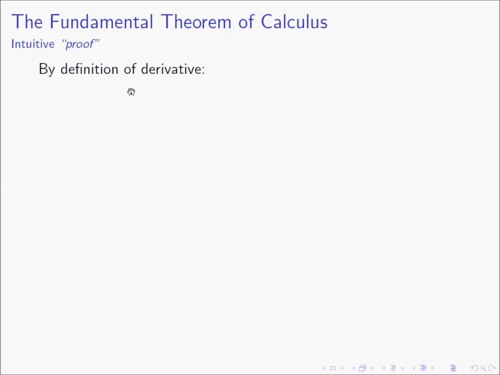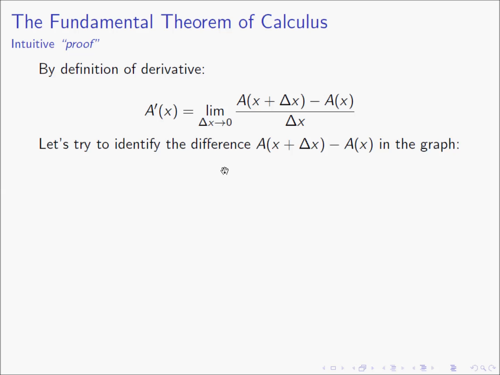We know that by definition the derivative of A at point x equals the limit as delta x approaches 0 of A of x plus delta x minus A of x, over delta x. So let's try to identify this difference that we have in the numerator in the graph.